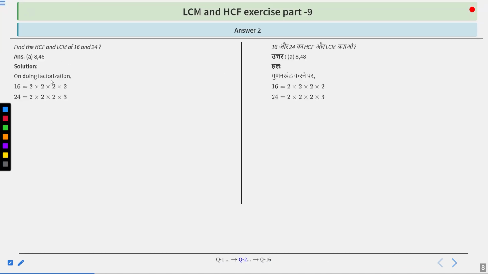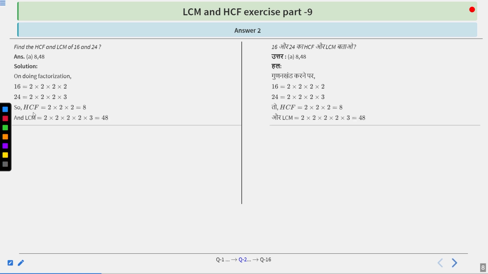Now, on doing the factorization, the factors of 16 are 2 into 2 into 2 into 2, where 2 is a prime number. And factors of 24 are 2 into 2 into 2 into 3, where 2 and 3 both are prime numbers. To find the HCF, we choose the numbers present in the factors of both 16 and 24, and take the least power of that number. So 2 cube, 2 into 2 into 2, is the HCF, 8.